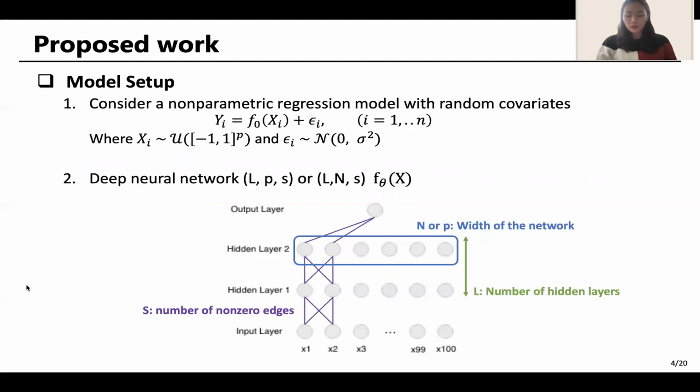In this work, they aim to approximate the underlying true function f0 in the generative model by a sparse neural network. For this, they consider a non-parametric regression model with random covariates. A sparse neural network can be represented this way. P means the width of the network, L is the total number of hidden layers, and S is the number of non-zero edges, where theta means all the coefficients in the neural network.